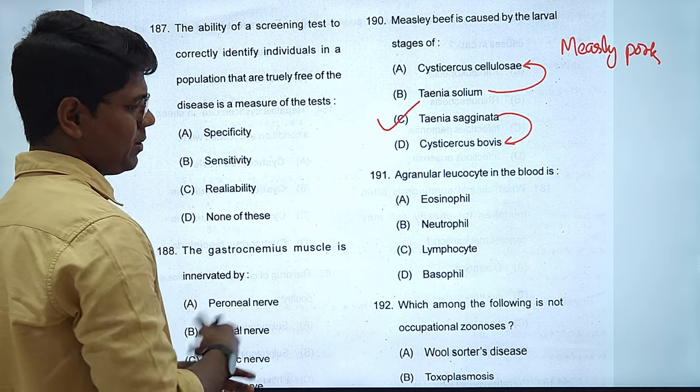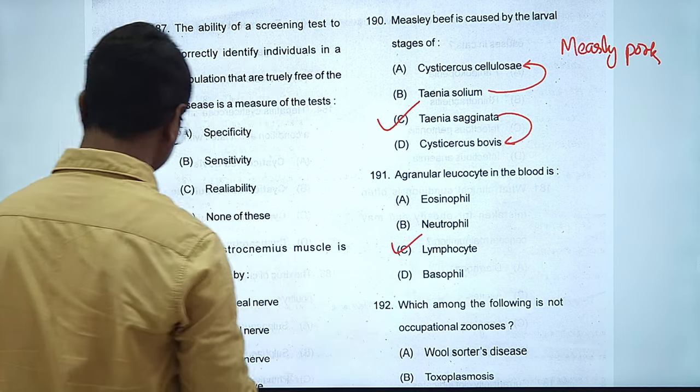Agranular leukocytes in the blood are lymphocyte and monocyte. Answer is lymphocyte. Next question.